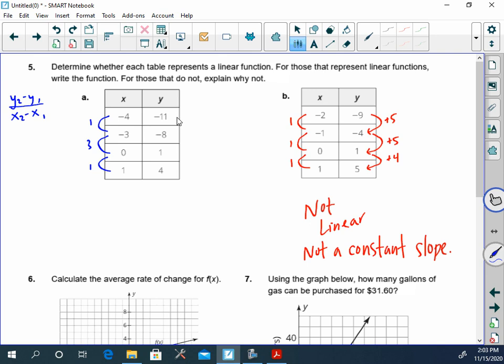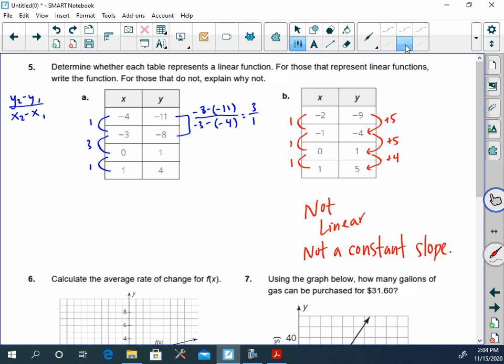So if I do that from here to here, my y's, -8 minus -11. And then my x's are -3 minus -4. And it's easy to mess up when you got those extra negatives in there, but this just turns into a plus. So I get 3 on top, and I get 1 on bottom.